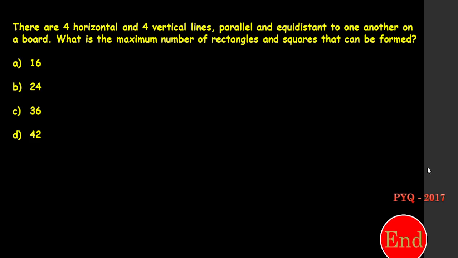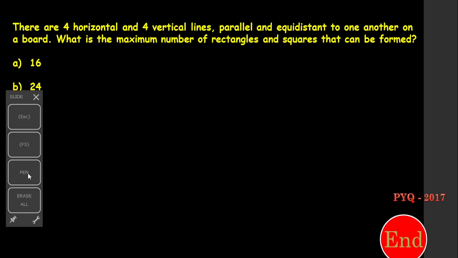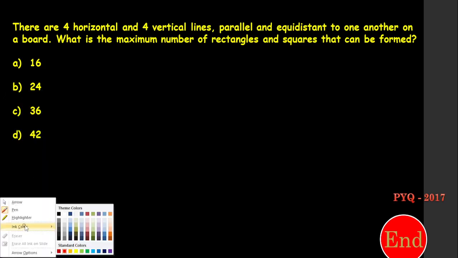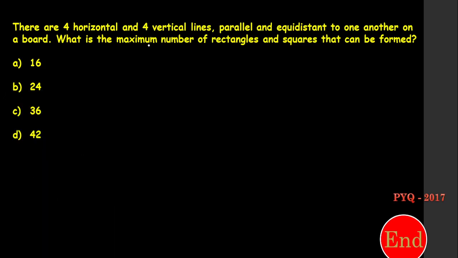So first of all, we need to know which concept we need to use to get the answer for this type of question. In this kind of question, actually we can get the answer quickly using combination concept. So now I'm going to explain this question using combination. See, there are 4 horizontal lines and 4 vertical lines. So if I form a rectangle or a square, I need 2 lines from horizontal and 2 lines from vertical. Everything is equidistant. Okay, so square or rectangle, no issues.